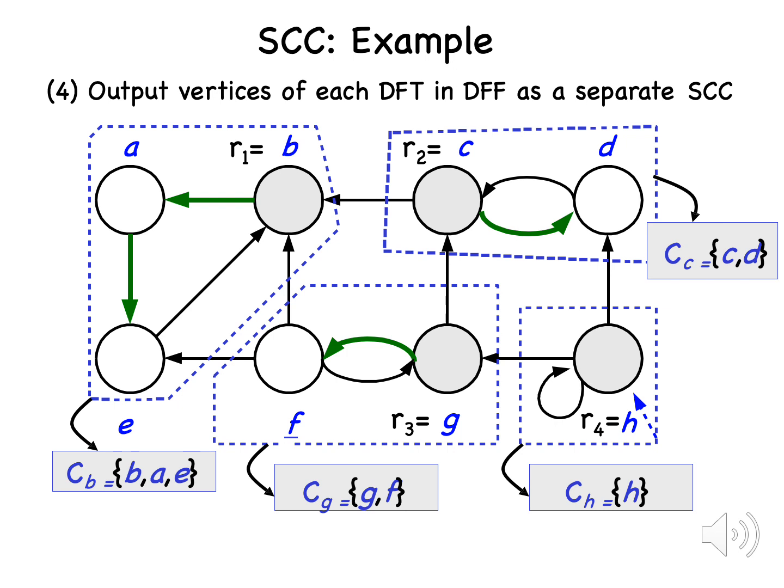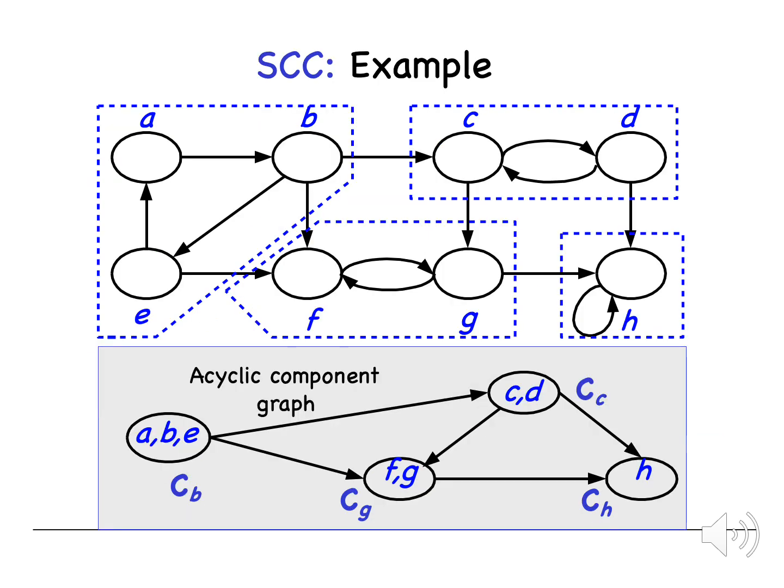These are the four different components for this particular graph, and this can be represented once again as a single node which has a combination of nodes: CB, which is a set of ABE, CG a set of FG, CC a set of CD, and CH a set of H itself.